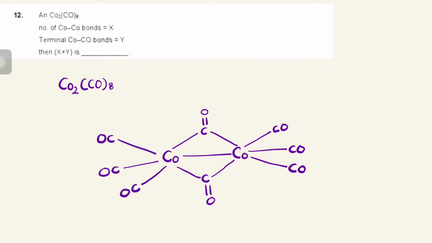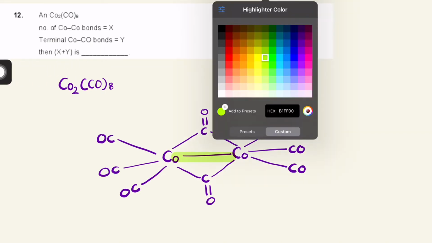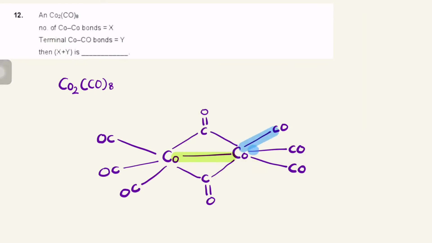So the number of cobalt-cobalt metallic bonds is only one. This bond we're talking about, this is only one. And now with cobalt-carbon monoxide terminal bonds, these are basically this bond, 1 2 3 4 5 6. So the value of X is 1 and the value of Y is 6. So X plus Y is 7. That's the answer.